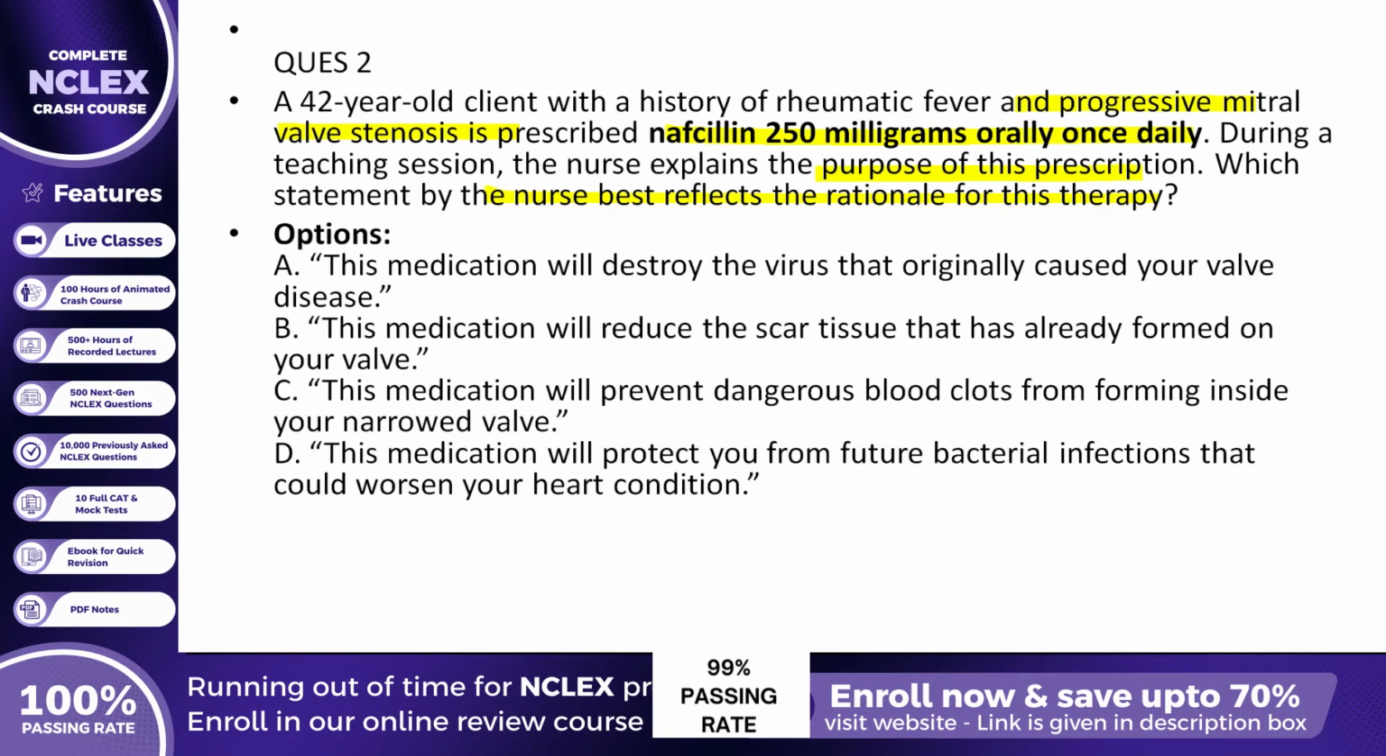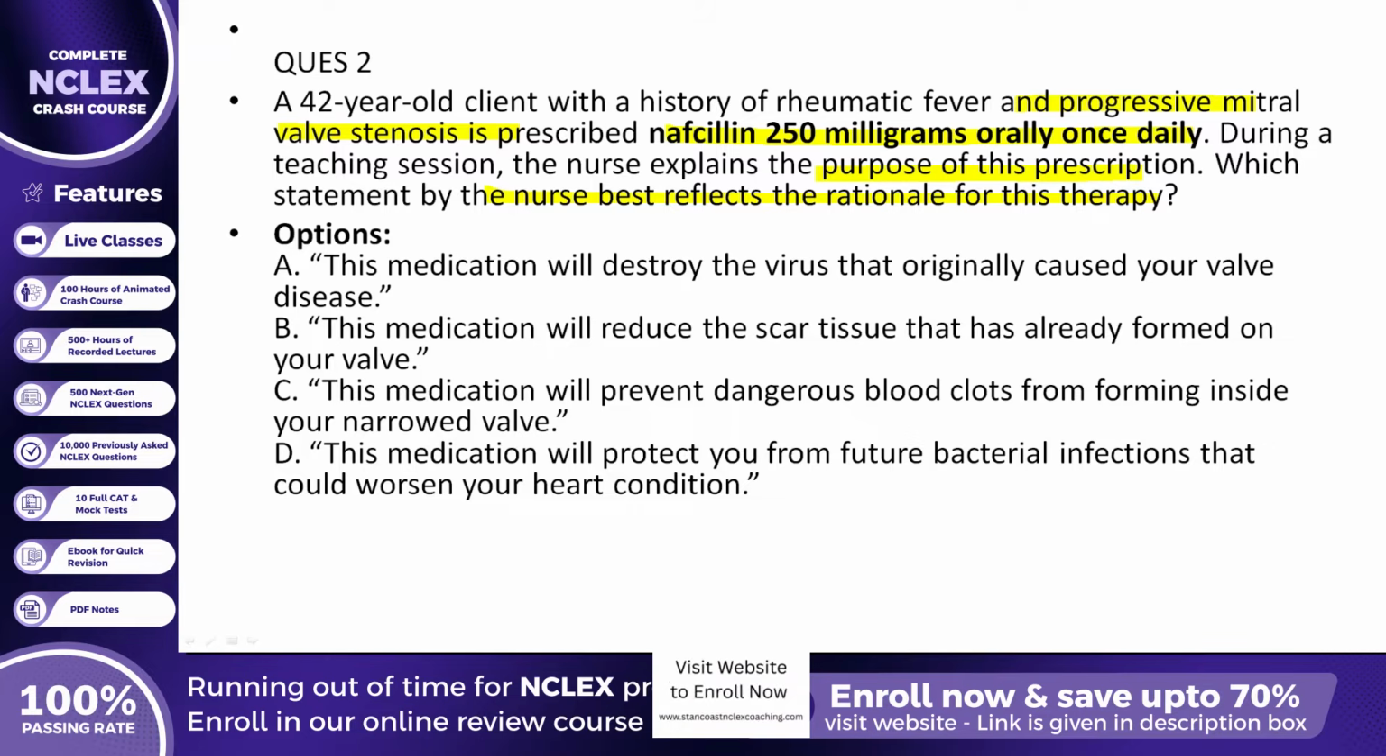Here are the choices to consider. Option A says, this medication will destroy the virus that originally caused your valve disease. Option B states, this medication will reduce the scar tissue that has already formed on your valve. Option C suggests, this medication will prevent dangerous blood clots from forming inside your narrowed valve. Option D says, this medication will protect you from future bacterial infections that could worsen your heart condition.